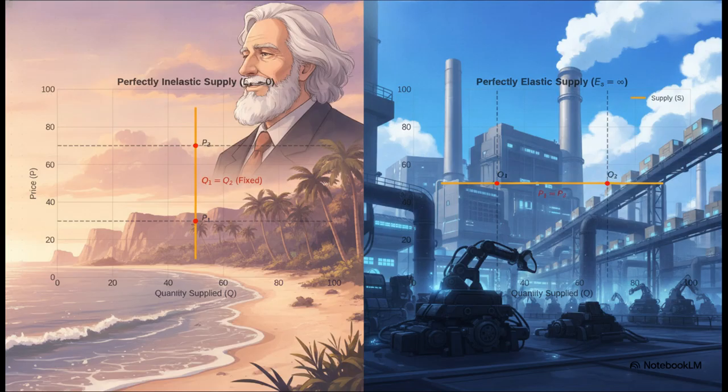On the right, though, is perfectly elastic supply, a horizontal plane. Here, a baseline market price makes it highly profitable for firms with infinite idle capacity, like unused plants and equipment, to suddenly switch dormant machinery back on, supplying endless quantity at that locked price.